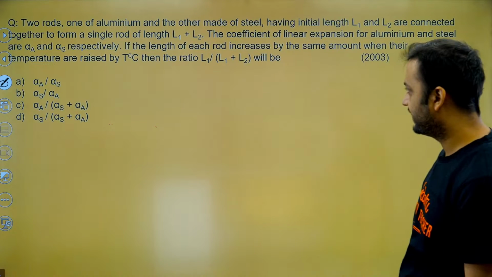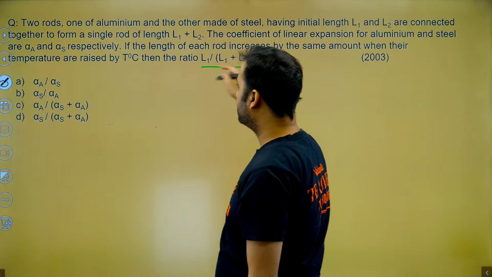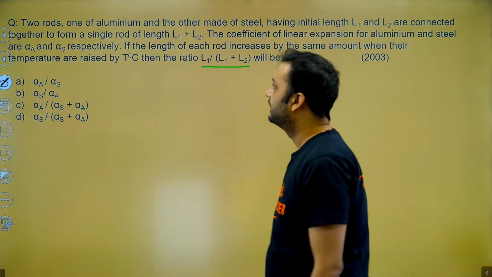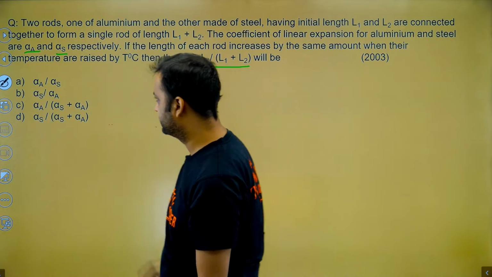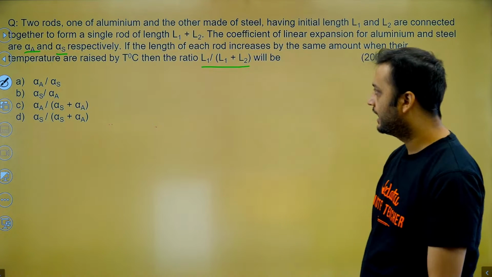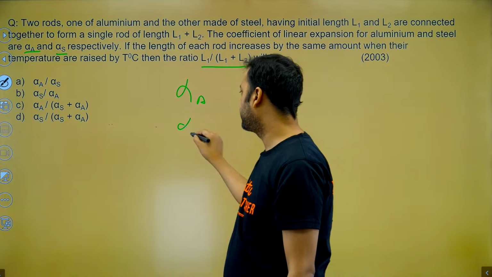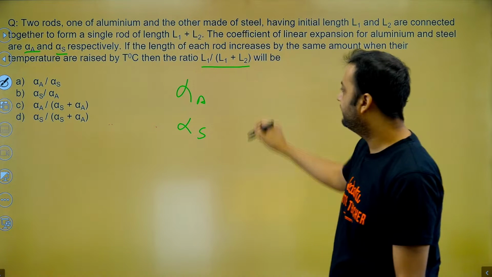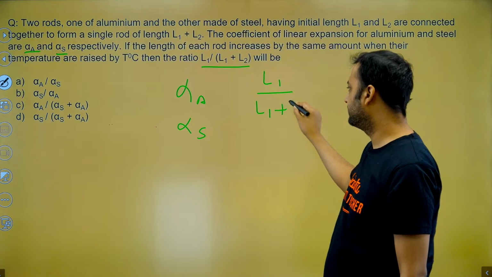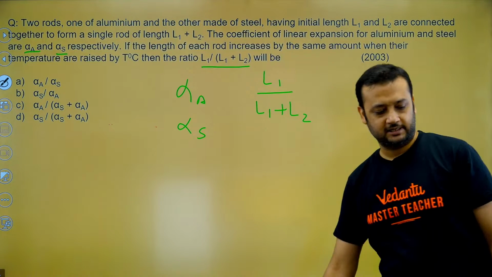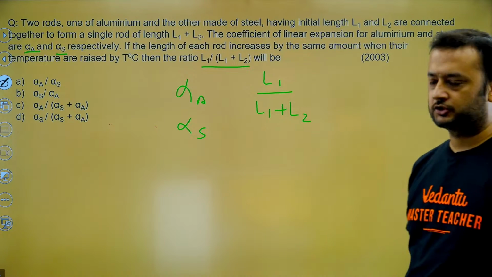We have been asked the ratio of L1 by L1 plus L2. There are two rods, aluminium and steel. The alpha of aluminium is alpha A and alpha of steel is alpha S. We have been asked the value of L1 upon L1 plus L2. L1 is the length of aluminium rod, and L2 is the length of steel rod. So we have to talk about this ratio.